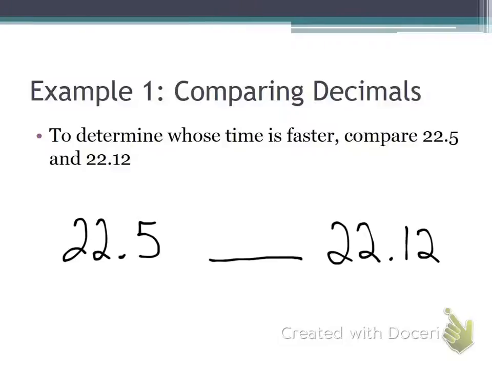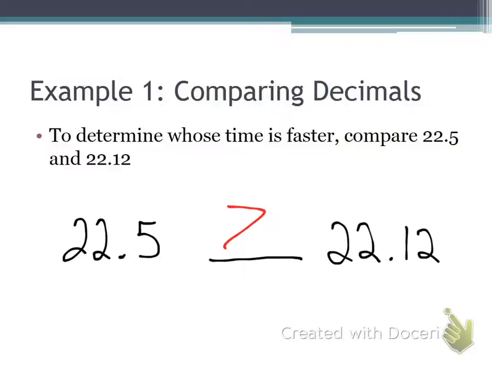Now, when I'm comparing them to see which one is bigger, I always start with the largest place value, which in this case is the tens. But my numbers are the same. So what happens? What do I need to do? I need to now go to the next place value down. My ones, but guess what? My ones are the same too. So now I go to the tenths place. Are my tenths values the same? No, and which one is bigger? Which one's bigger, guys? The 5. So 22 and 5/10 is larger than 22 and 12/100.